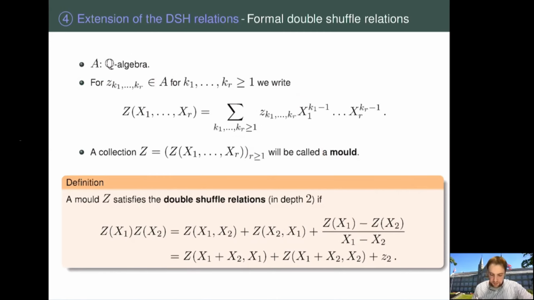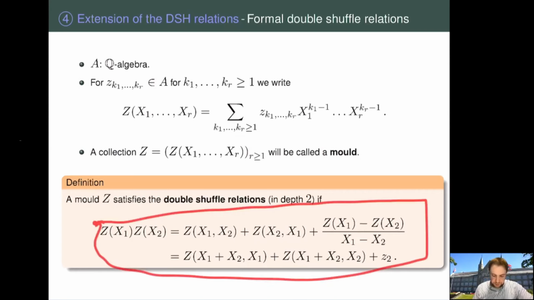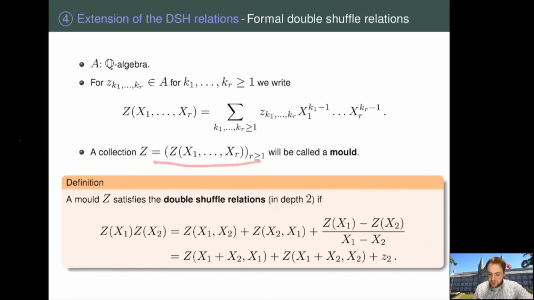And now I can define that I say that such a mould satisfies the double shuffle relation if these functional equations are satisfied by these power series. And in depth 2, I exactly mean that these equations I wrote down before are satisfied, but these relations can be written down in arbitrary depths. And then I can ask, what are the solutions? What are possible values for these coefficients? So for different Q-algebras, what are possible values for these coefficients such that these equations are satisfied?